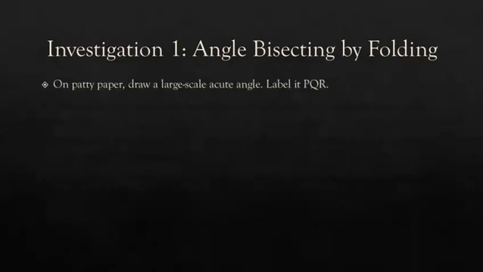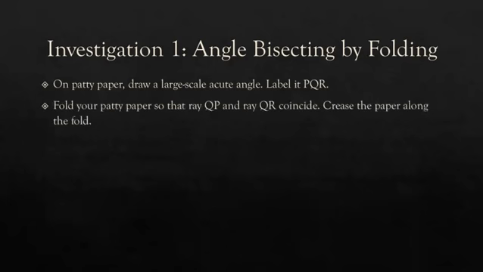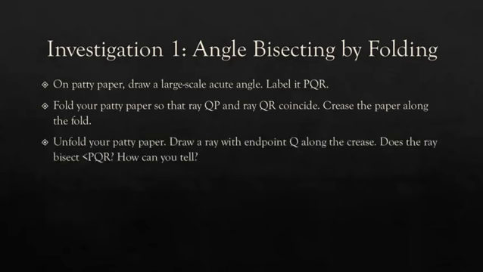First, I want you to draw a large-scale acute angle. Label it PQR. Then fold your patty paper so that ray QP and ray QR coincide. Crease the paper along that fold. Unfold your patty paper. Draw a ray with endpoint Q along the crease. Does that ray bisect angle PQR? How can you tell?